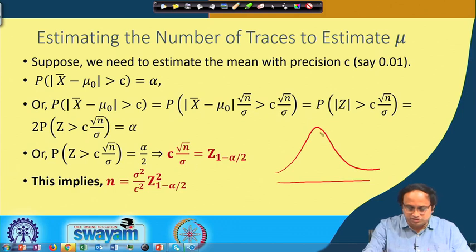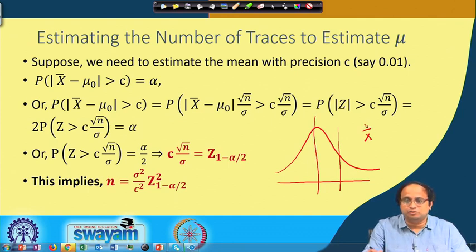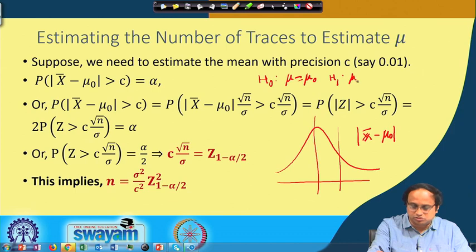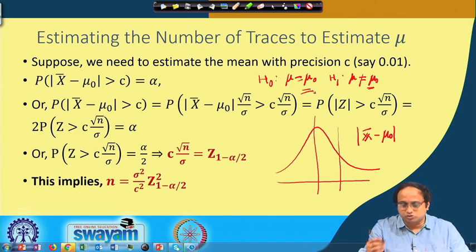The idea is that if your estimate of mu is given as x bar, because you do not know the actual value of mu, you find out the error. You are trying to estimate whether the mean is equal to mu naught, so the null hypothesis is mu is equal to mu naught, and the alternative hypothesis is mu is not equal to mu naught. You actually know mu naught, but you do not know the value of mu, so you are trying to estimate it by this parameter x bar.